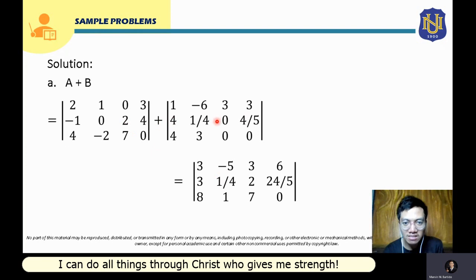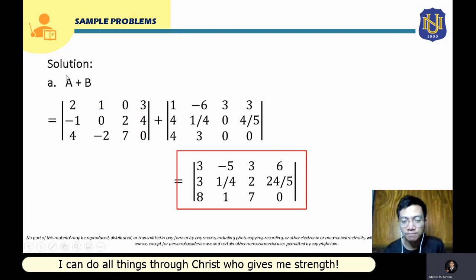Now, for 2 plus 0, that will be 2. Then 4 plus 4 fifth, that will just be 24 over 5. And then we have here 4 plus 4, that will be 8. And then we have here negative 2 plus 3, that will be 1. And then we have here 7 plus 0, that will be 7. And then we have here 0 plus 0, that will be 0. So this will be the sum, or the addition, of these two matrices. So this will be the answer for this.